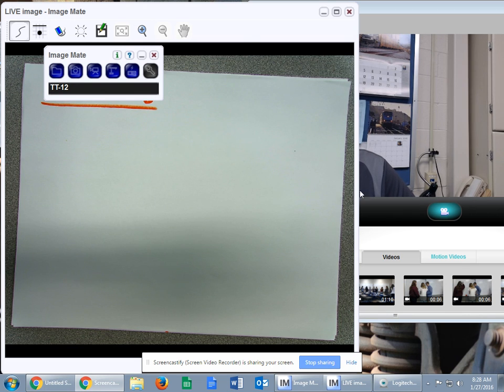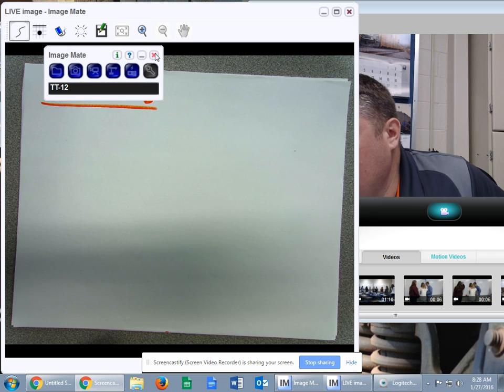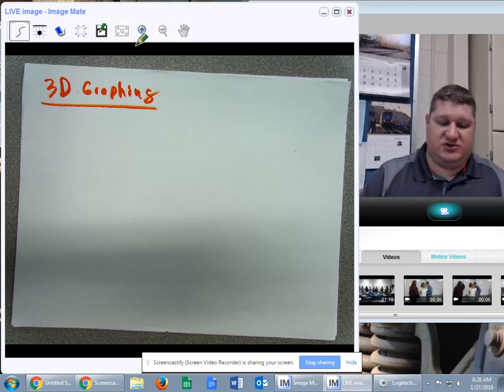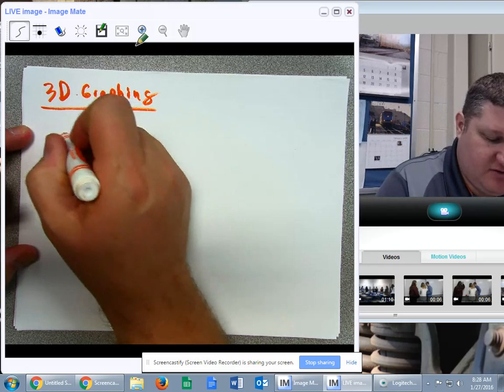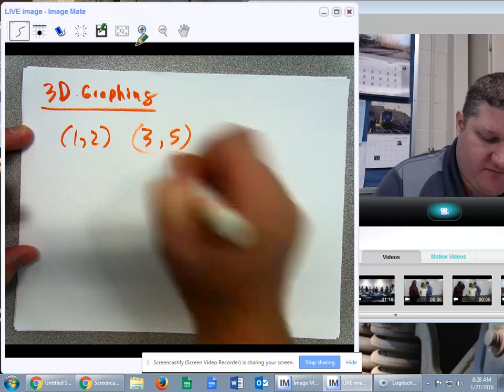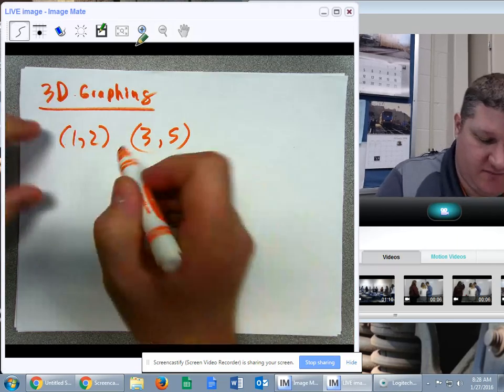Okay, ladies and gentlemen, let's start graphing in 3 dimensions. Normally, we have a distance formula for the points (1, 2) and (3, 5).